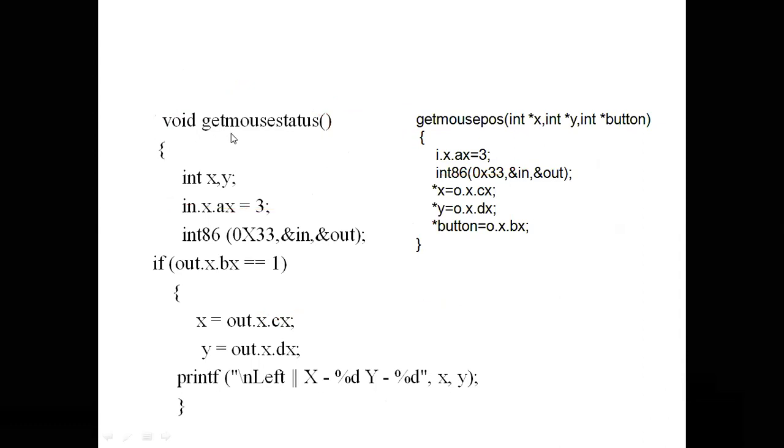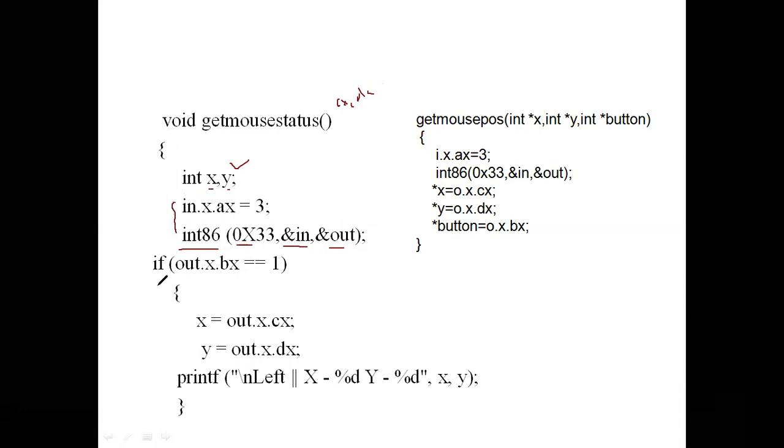So a function is written, get mouse status. Two variables are declared in it, x and y, to hold the x and y values returned by your CX and DX. Here the interrupt is generated, that is 0x33 with in and out registers, so this service will be used.